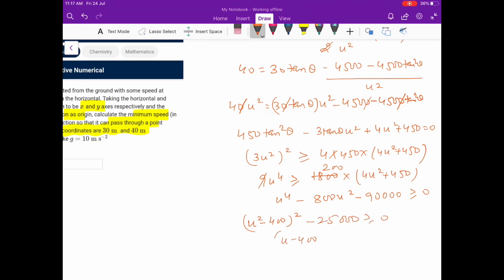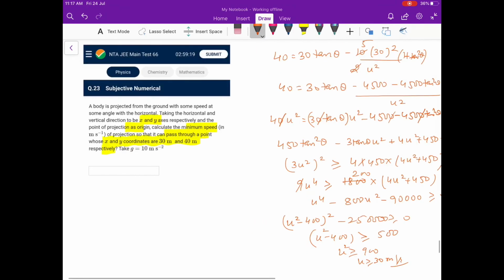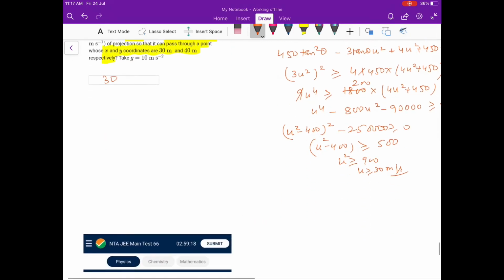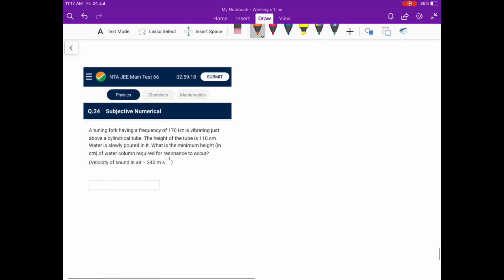So u² minus 400 should be greater than or equal to, you can directly make it out, 500, so u² should be greater than or equal to 900. So u should be greater than or equal to 30 meter per second. So minimum speed is 30. Similar question we have done before, and it is not an easy one, it's a lengthy one.